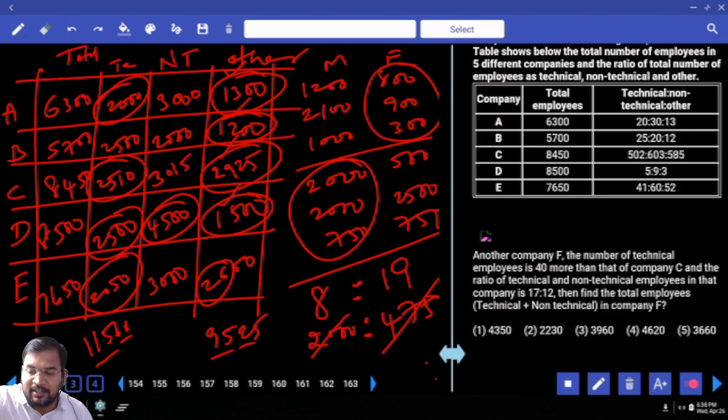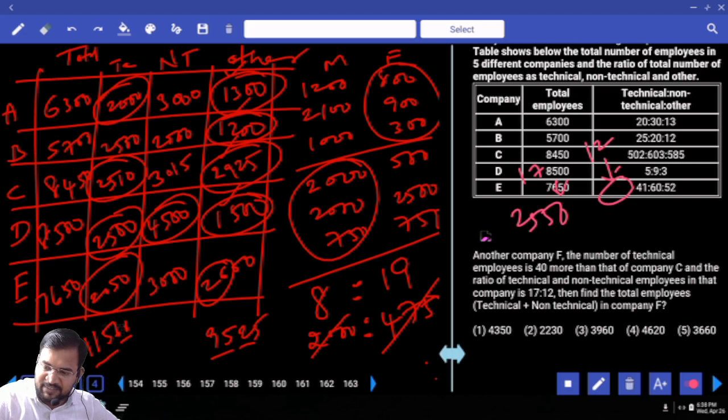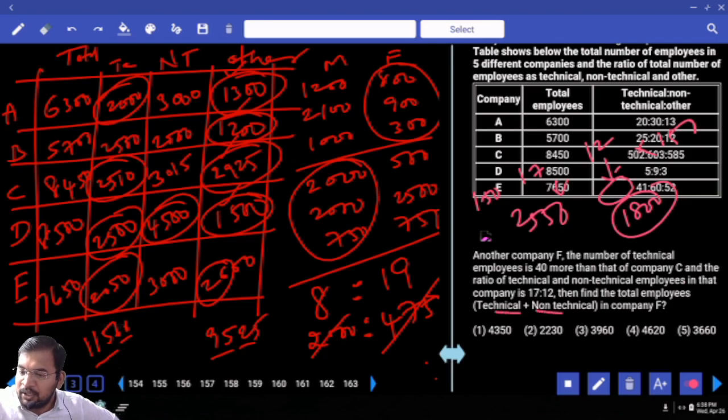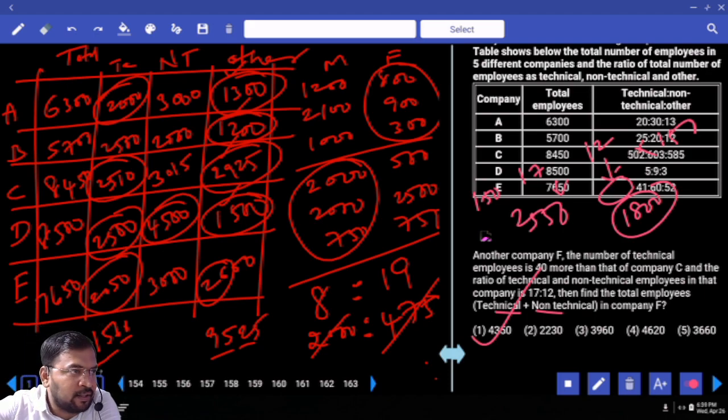Next, another company F. Yes, a new company. The number of technical employees is 40 more than that of company C, so 2550. And the ratio of technical to non-technical employees in that company is 17:12. Technical is 17 parts, non-technical is 12 parts. 17 times 150 is 2550. 12 into 150 is 1800. They're asking technical plus non-technical together: 2500 plus 1800, 4300, plus 50, 4350. Your answer is 4350. Are you clear?